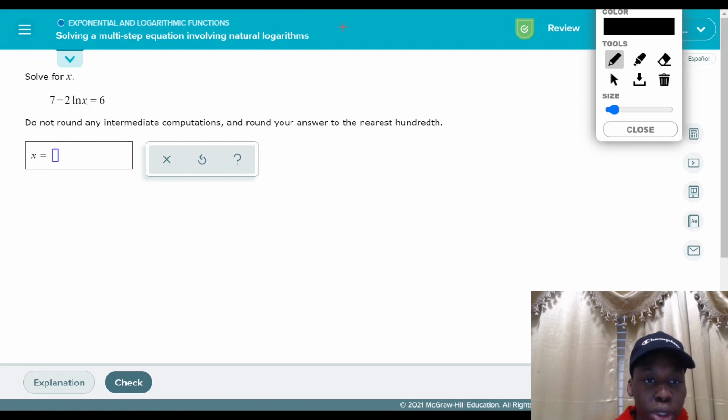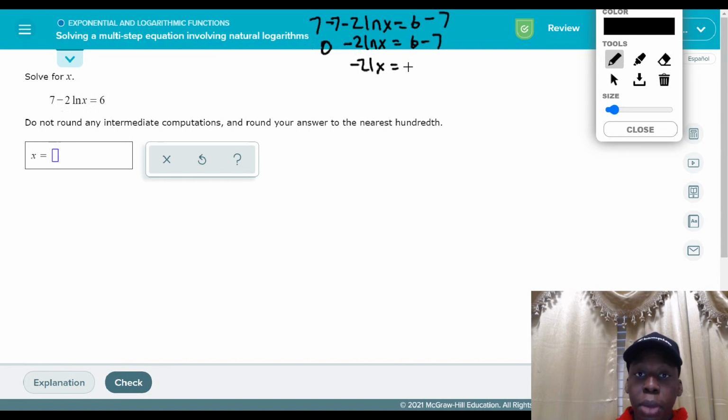So when we do that, okay, let me put in the question first. 7 minus 2 ln x equals 6. Okay, so this turns into minus 2 ln x equals 6 minus 7. All we just did was subtract 7 from both sides. So 7 minus 7 is 0, minus 2 ln x equals 6 minus 7. So first off, we're done with 7 for now, right? So 6 minus 7 will be a minus 1.